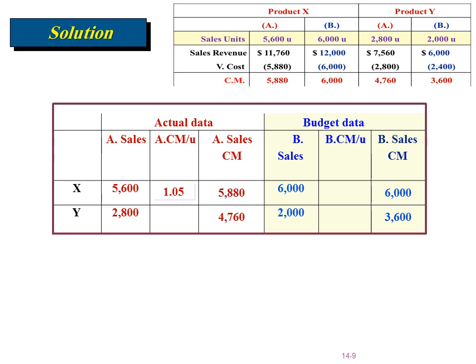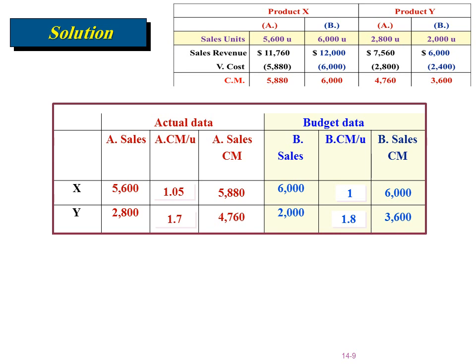By the same way, I can calculate actual contribution margin per unit of Y. Here I have the total contribution margin 4,760 and the units are 2,800, so I can calculate the actual contribution margin per unit for Y. Okay, 1.7. Okay, what about budgeted contribution margin per unit? For X, very simple, 6,000, so it will equal 1, and for Y it will equal 1.8.